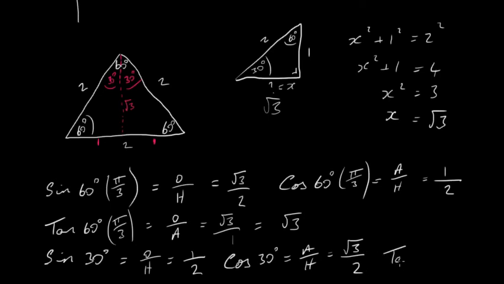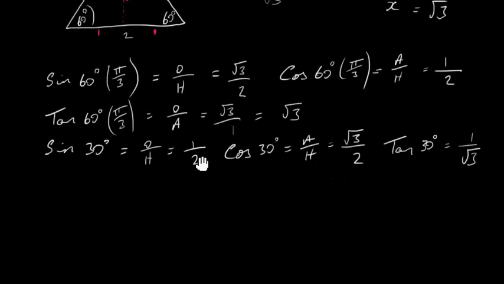And the tan then is going to be the same as here. It's going to be the opposite over the adjacent. So the tan of 30 degrees is going to be opposite over adjacent. So the opposite is 1. So that's going to be 1 over our adjacent, which is root 3. So tan of 30 degrees is 1 over root 3. Okay, so that's sine, cos and tan of 60 degrees and 30 degrees.